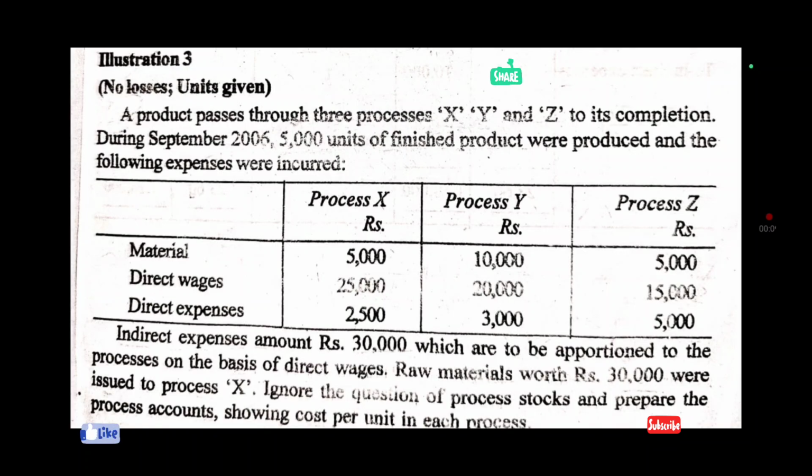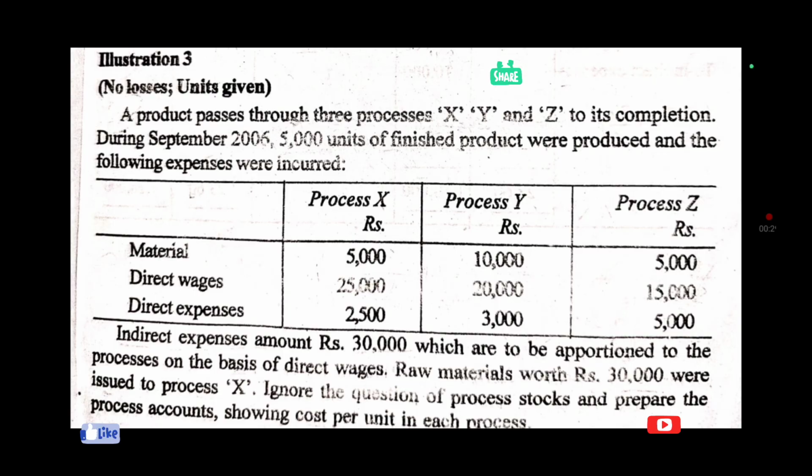In process costing, we are going to prepare a simple process cost account. Illustration sum number 3. There is no loss. Units are also given below. Okay, let's see the question. A product passes through 3 processes X, Y and Z to its completion.